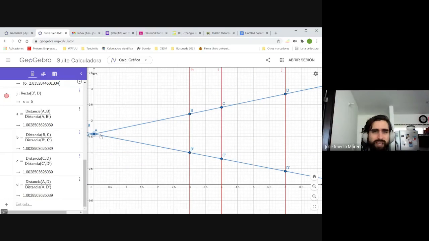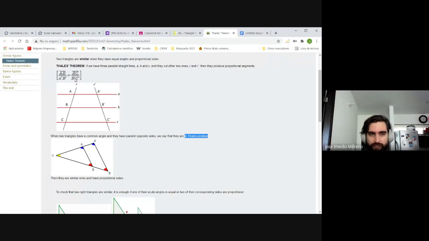And how do we express this? We express it like this. If I have two transversals crossed by some parallel lines, I can be sure that the proportion between AB and A prime B prime is the same as BC over B prime C prime. It's the same as AC over A prime C prime, and so on. Those proportions hold.